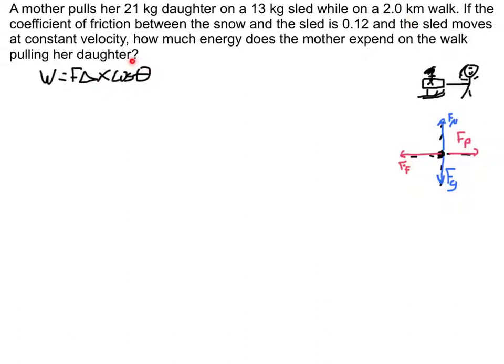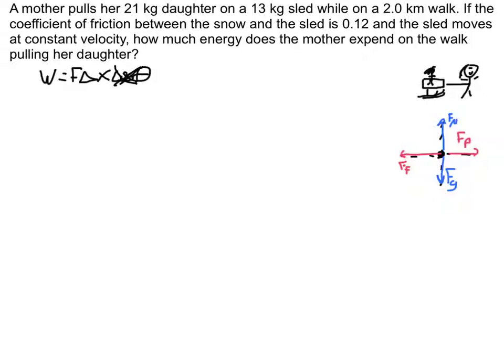Cosine theta. Now, this is set up with no angle, right? So cosine of 0 is 1, meaning that this entire term, cosine theta, just goes away, leaving me with work equals force times delta x.